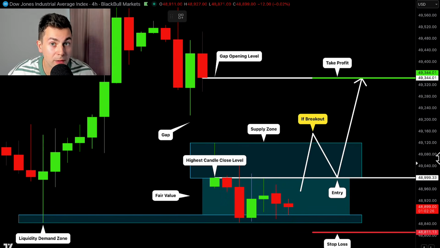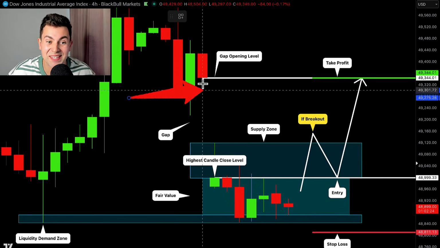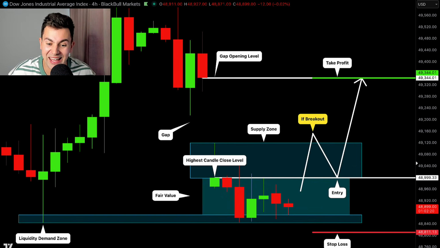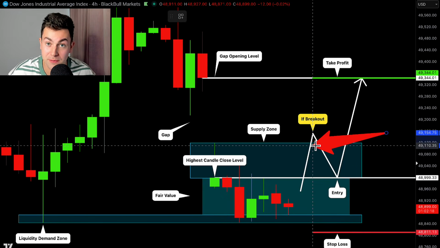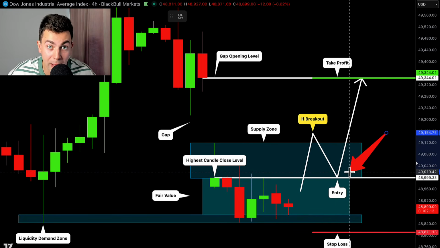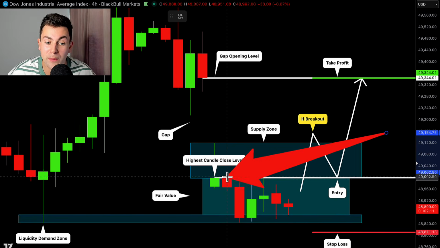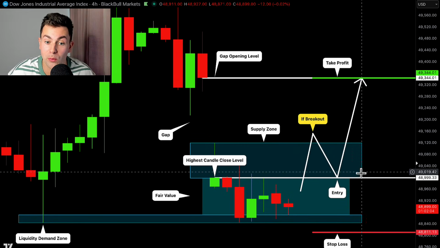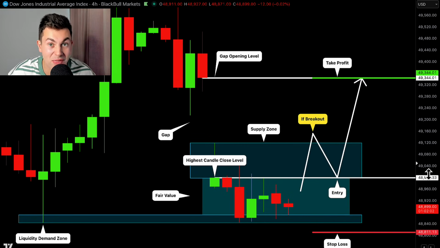And here's our strategy and plan to trade this gap down opening. We are waiting for a breakout and the candle close above this supply zone. After that, we will buy after a pullback, and our entry will be based on the highest candle close level within this supply zone, so we will set our buy limit order on that level.